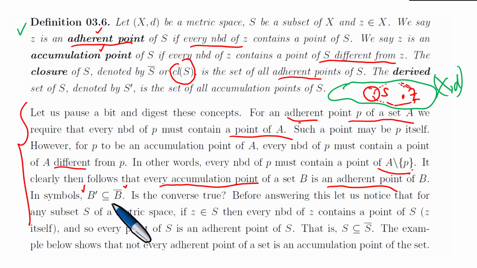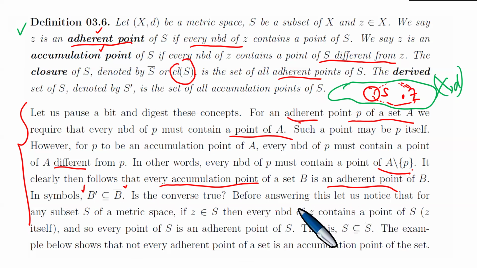Let's process this one. The derived set of B is a subset of the closure of the set B. We're trying to interpret these concepts that are very, very close to each other. Is the converse true?